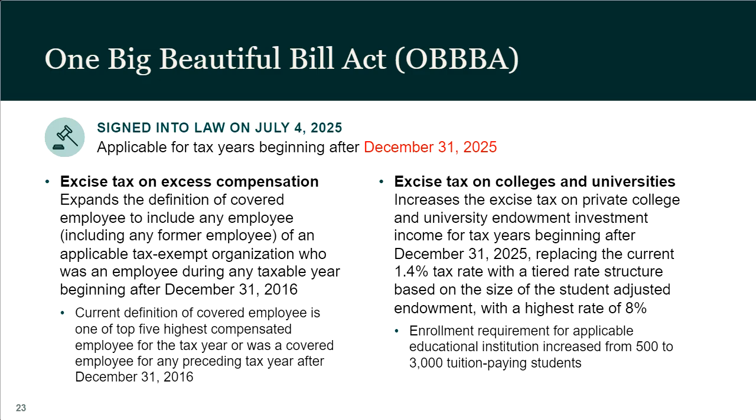Two of the biggest revenue raiser items that impacted the not-for-profit community are the excise tax on excess compensation and the excise tax on colleges and universities. Neither one of these taxes are new taxes, but they were changed. The excise tax on compensation is estimated to increase revenue by $3.8 billion over 10 years. Though controversial, the excise tax on colleges and universities, and I don't want to belittle $761 million over 10 years, but as you can see, it's actually a much smaller number for the excise tax on colleges and universities.